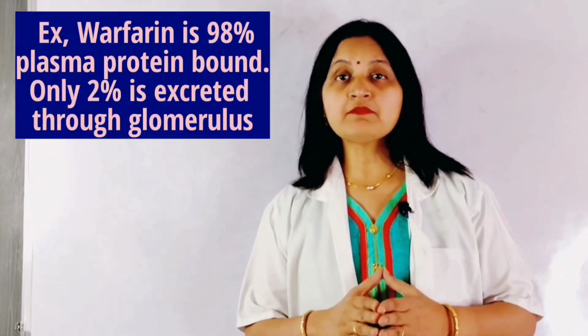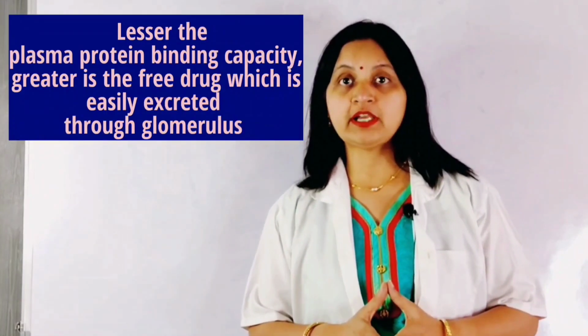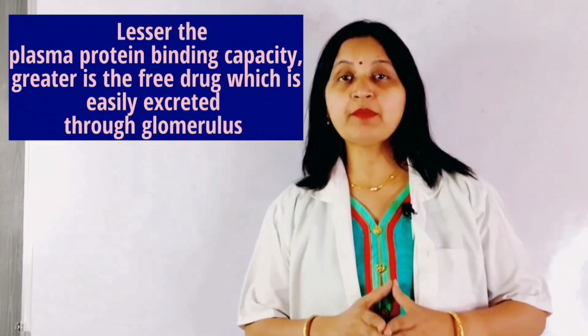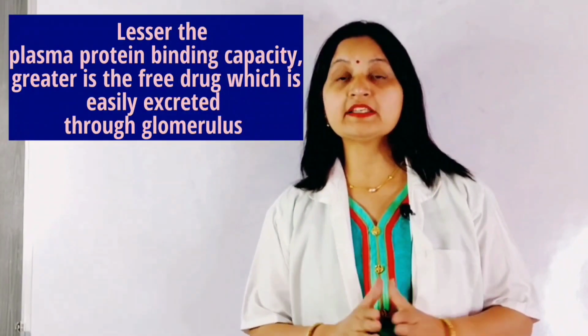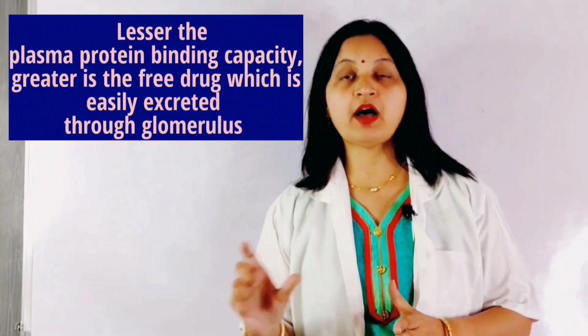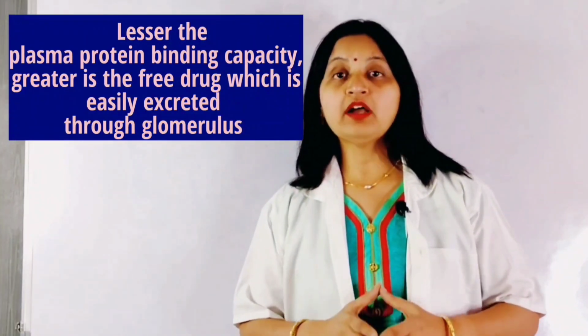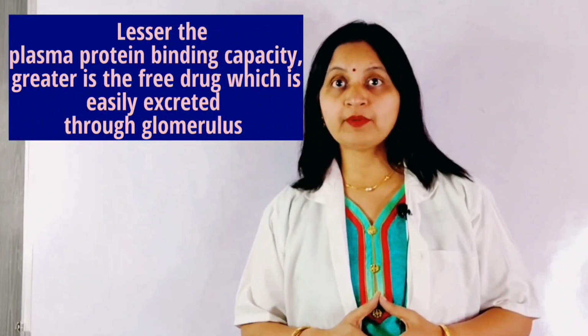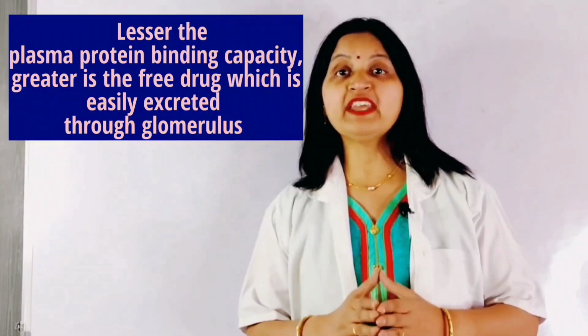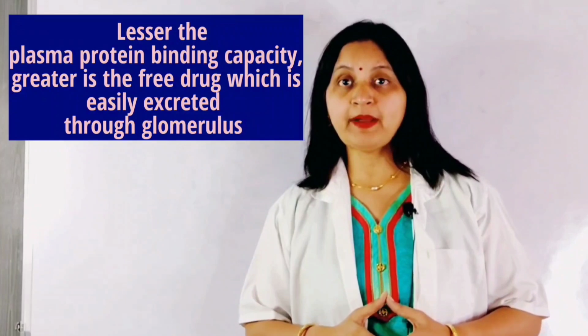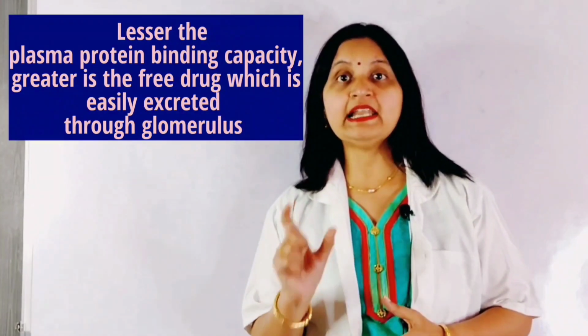So greater the plasma protein binding capacity, lesser is the glomerular filtration, and lesser is the plasma protein binding or greater is the free drug in the plasma, easily the drug is filtered through the glomerulus. So for the drug to be easily excreted through the glomerulus, it has to be in free form and the plasma protein binding capacity has to be very less.